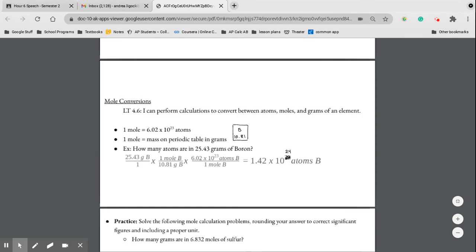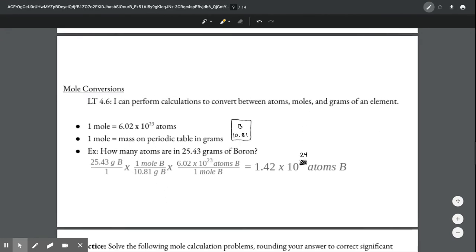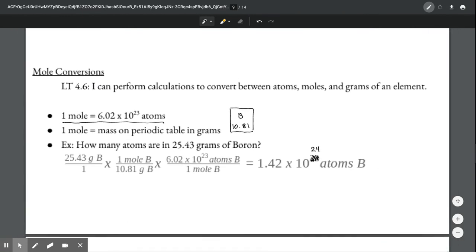So, in order to perform calculations to convert between atoms, moles, and grams, there are a few basic things that we need to know. 1 mole of any element is equal to 6.02 times 10 to the 23rd atoms of that element. This is Avogadro's number, and it will be really relevant for all of chemistry. Also, in 1 mole, the amount of grams is different per element, and it's shown by the number in the little square in the periodic table. For example, for boron, it's 10.81 grams, as you can see on your periodic tables.